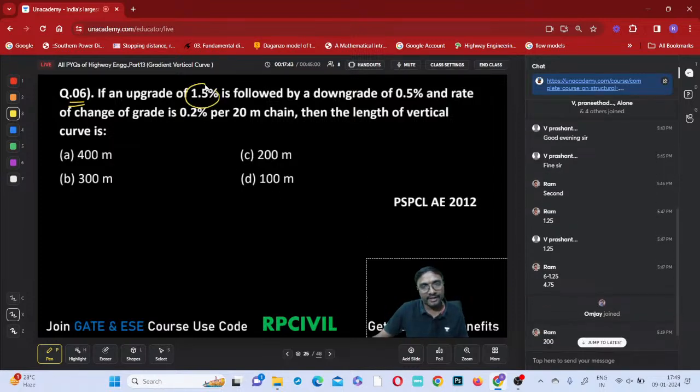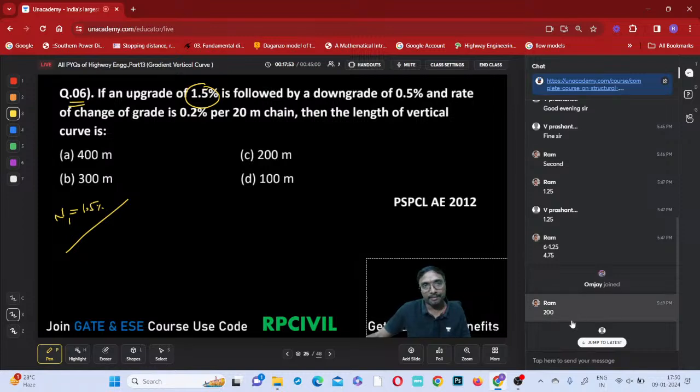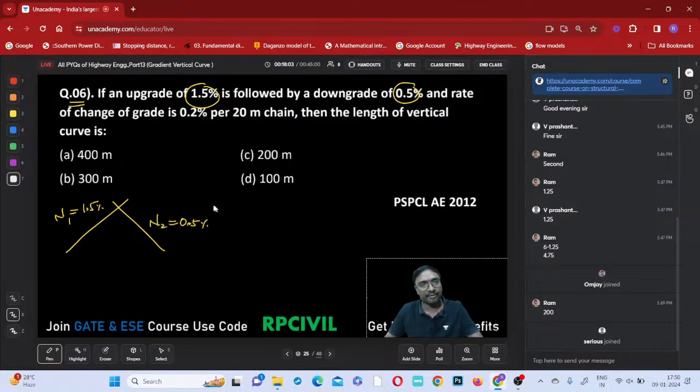An upward gradient of 1.5 percentage, right? What is that upward gradient? You can say that upward gradient of 1.5 percentage, that is n1, right? Followed by a downward gradient of which one? This is 0.5 percentage, right? It is followed by this downward gradient, that n2 will be equal to how much? 0.5 percentage now. It's only 0.5 percentage, right?